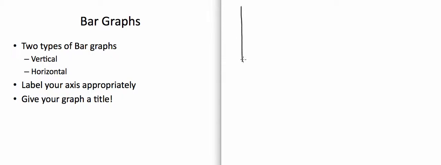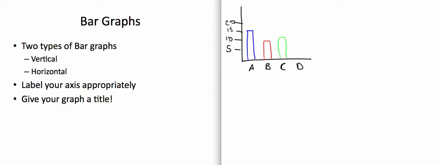So vertical bar graphs would be graphs that have numbers here on the left-hand side, so 5, 10, 15, 20, with bars labeled down on the bottom. And what we would have here is bars going up and down vertically and so forth. So things to remember, make sure that you label your axes appropriately, okay, and give your graph a title. So your title would go up there and so forth.